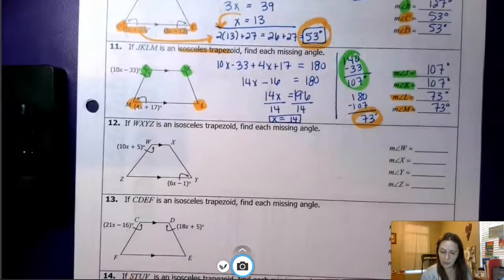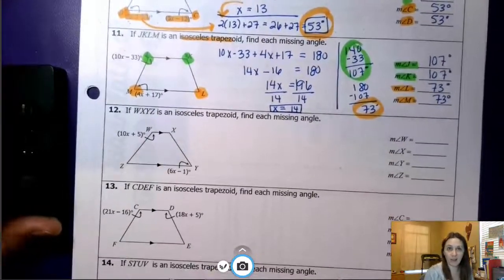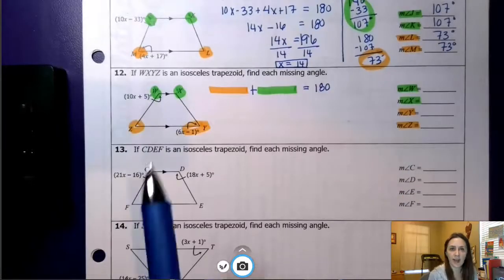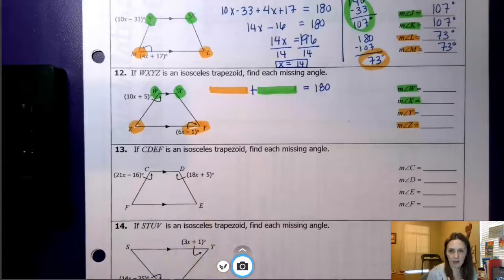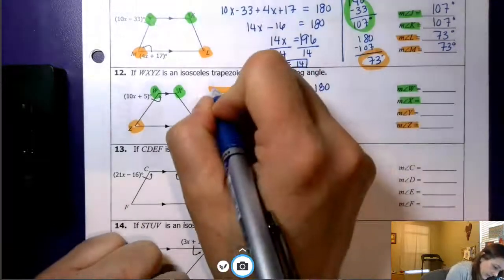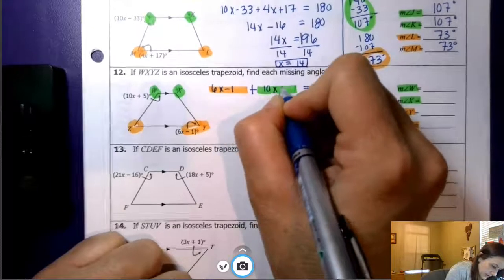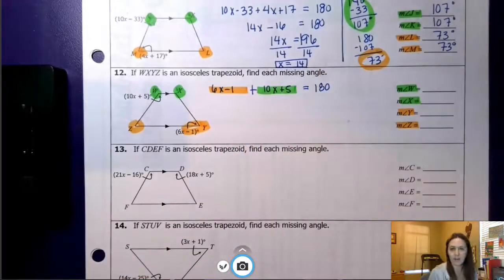Go ahead and take a minute and work this one out. I'm going to pause, then I'll come back and set it up for you. And knowing that they're different colors, you immediately see that they're not equal. So if we know that they're not equal, I'm going to have to add them together. So I have the 6x minus 1 plus the 10x plus 5 equals 180. I'm going to pause again, and I'll be back in a minute, so go ahead and work that out on your own and come back and check.